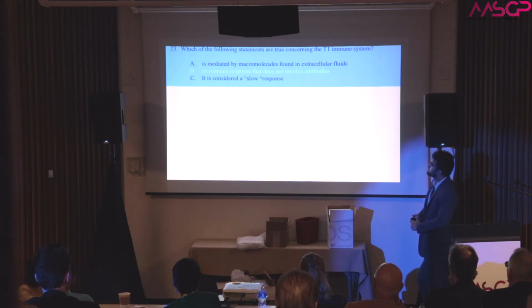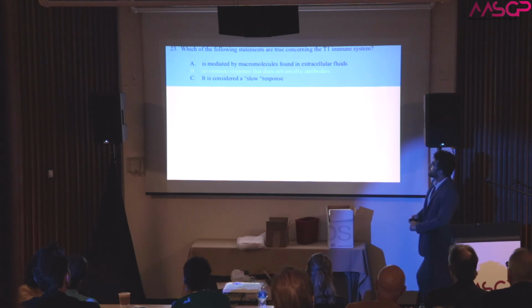That's important to mark. Which of the following statements are true concerning the T1 immune system? So T1, I understood this question as asking between T helper 1 cells versus T2 cells. So we know that Th1 cells are not involved with antibodies. Those are the acute ones involved with phagocytosis. Th2 are the ones involved with antibodies. So I think that's why B is the correct answer here.